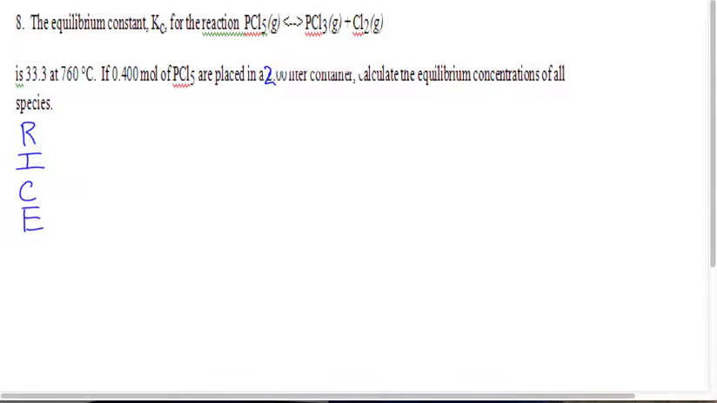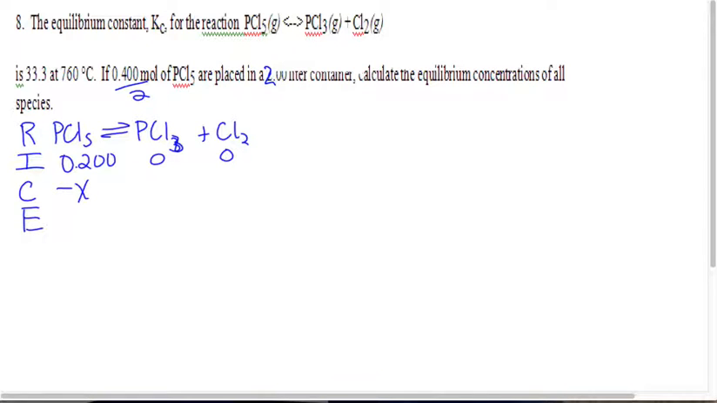Our R is PCl5. That gives you PCl3 plus Cl2. They told us an original moles of 0.4. So what's the molarity? 0.2, because it's moles per liter and we're in a 2-liter container. They didn't give us any of this. So we don't have a whole heck of a lot to work with. So we're going to minus x, we're going to plus x, we're going to plus x, 0.200 minus x, x. In all the examples today, we're shifting to the right. I need you to know that's not always the case. Sometimes you have to shift to the left.